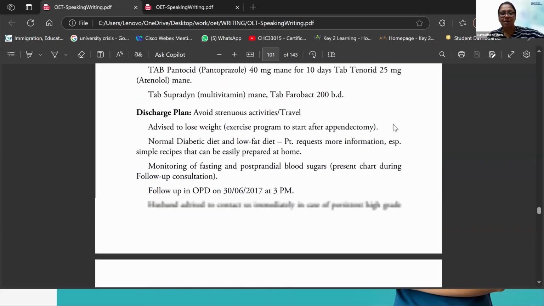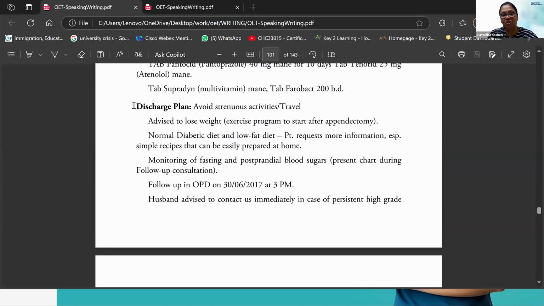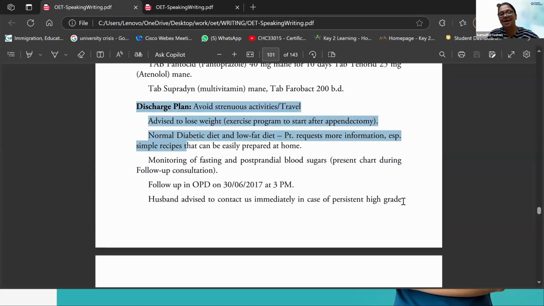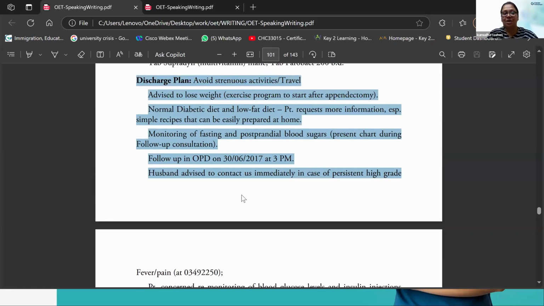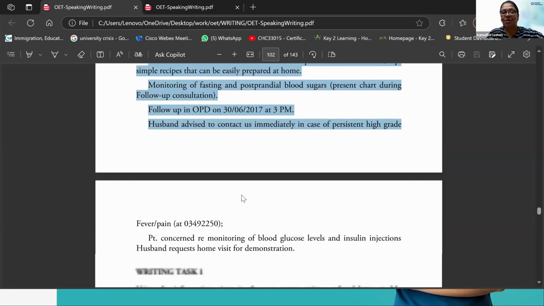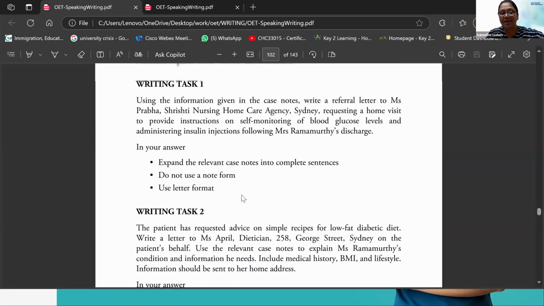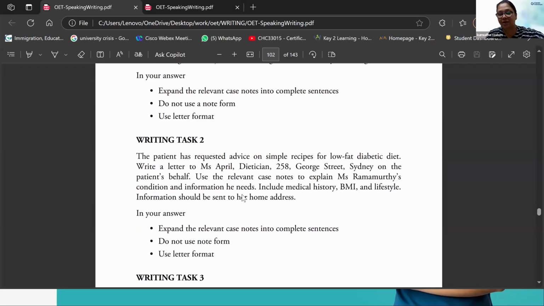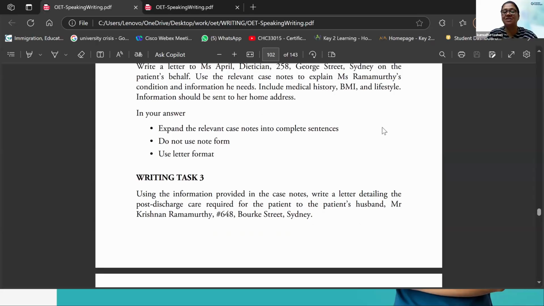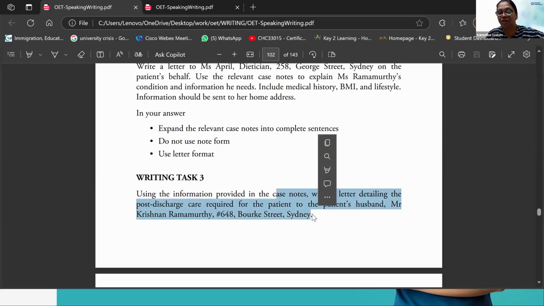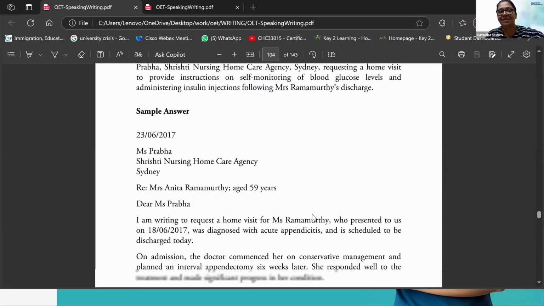Now, okay, so the discharge plan is always very essential. Whatever comes in the discharge plan, that is just above the writing task, you'll see your discharge plan. So all that becomes relevant, and you need to include that. Now let's look at writing task 1 and writing task 3, how it changes. The first letter is a referral letter to a nurse requesting a home visit, and the third writing task is with the same case notes. We are using the same case notes, but you'll see the difference in writing. The third letter is for the husband who will care for the patient after discharge. Now let's look at some sample letter here.